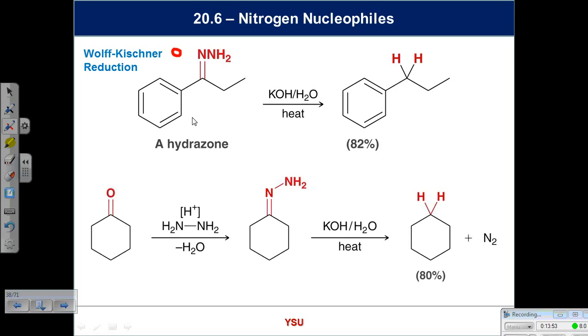Now if you did have something over here that was acid sensitive, right, that you'd taken some time to make, you don't want to use acid, so you'd prefer to use base. And this reaction called the Wolff-Kishner takes care of that. You're going to use base, potassium hydroxide and water, after you've made what we call a hydrazone, and that's going to give you ultimately an alkane product. So you're reducing, you're taking out the C double bond N and ending up with two protons attached.